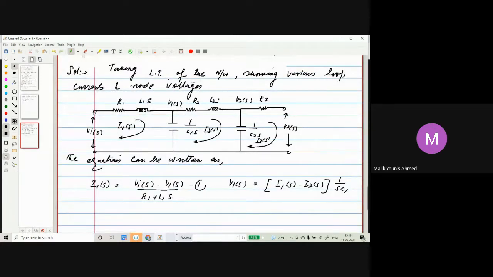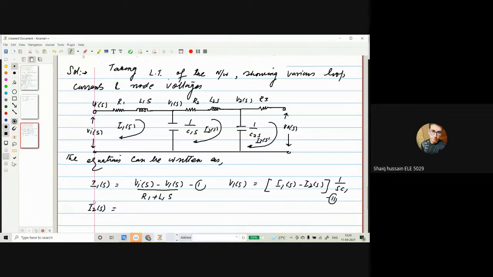If this current I have to find, the current will be this voltage at this node, that is Vi of s, minus this voltage divided by the impedance. That's what I'm writing. Simply, if I have to find this voltage, we have V1 of S. So this voltage will be the difference between the currents, I1 of S minus I2 of S, multiplied by this impedance. That's what I have written. This is equation number 2. Is it clear now, Tanjeev? Yes, sir, clear.